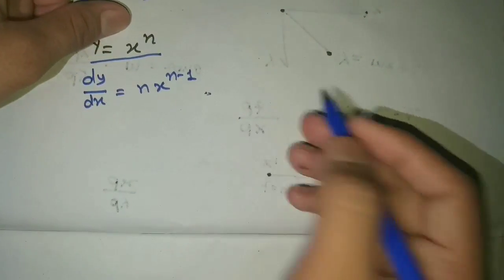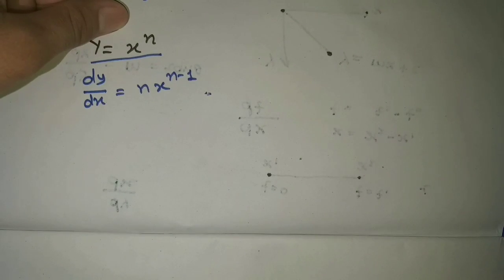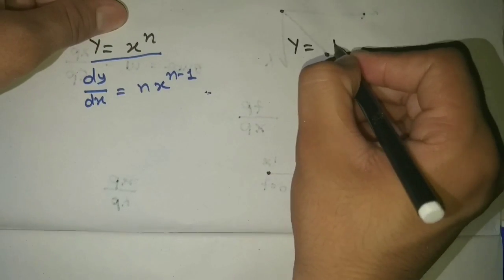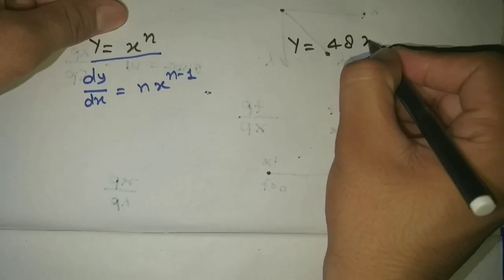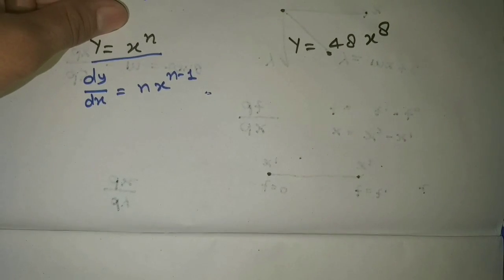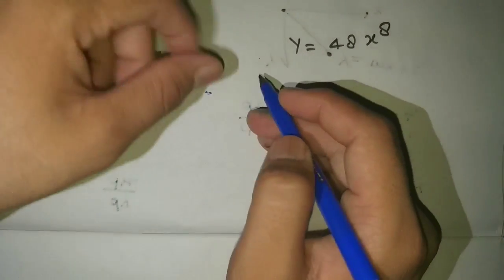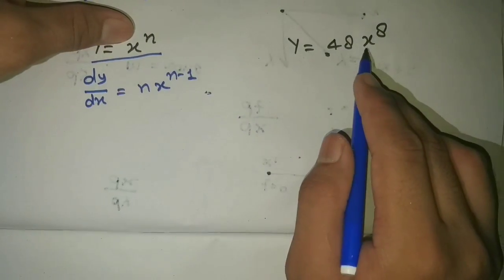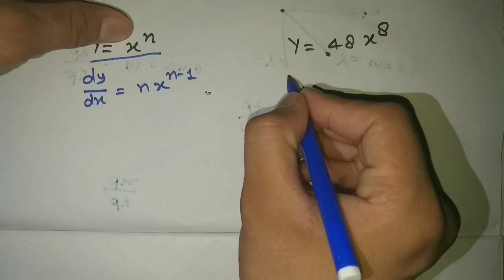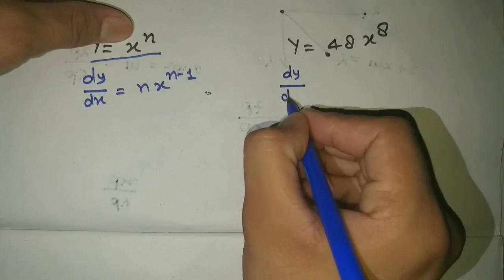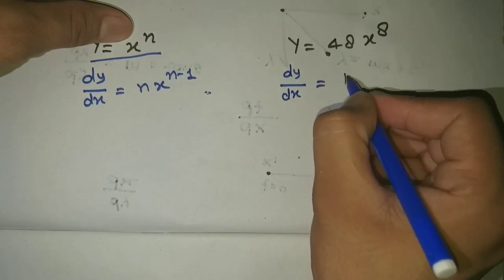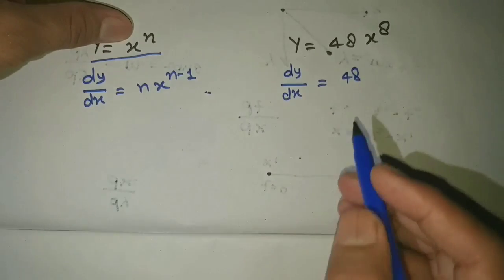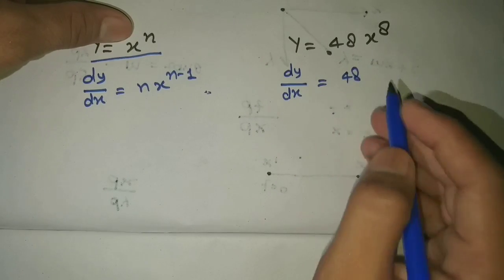Now if I take an example of this kind of equation, let y be equal to 48 x to the power 8. What will be the differentiation of this equation? According to this rule, the differentiation will be dy/dx is equal to 48, a constant multiplied with a variable, so the constant will remain the same.